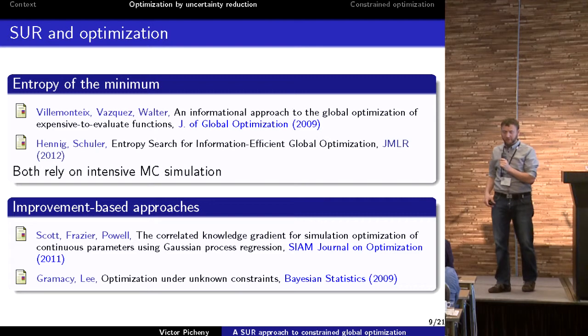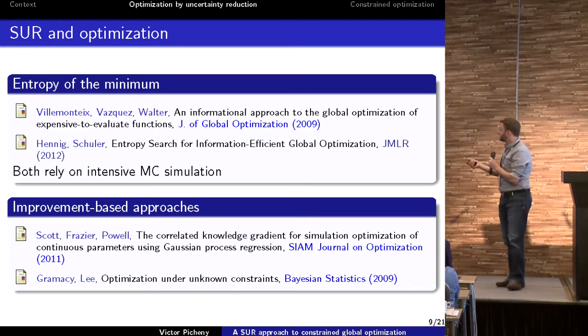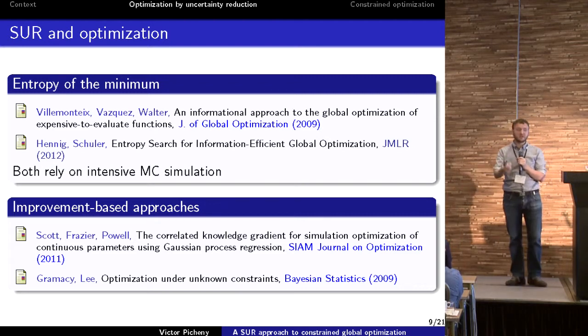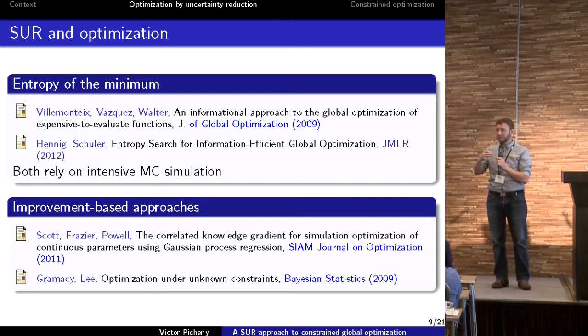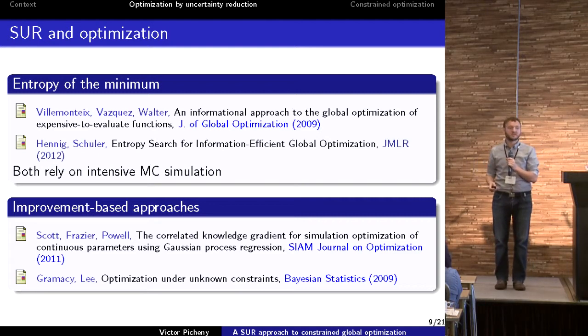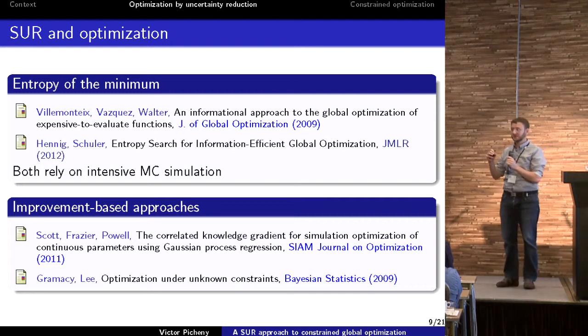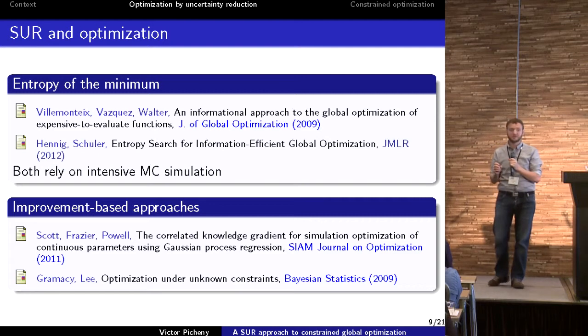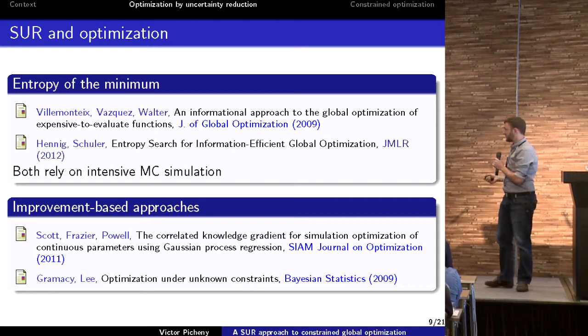You have a couple of previous works in this area. You have people that consider entropy measures. What you do for entropy measures is that you draw many realizations of Gaussian processes over a discrete set, and you look at where the minimum of each realization is. Over a large number of realizations, that gives you a distribution of your minimum, and you can look at the entropy of the distribution. That's the uncertainty about optimization, in the sense that you don't know where the minimum is. The problem is that these approaches are very nice, but they rely on intensive Monte Carlo simulation, so it's quite difficult to use in practice, by experience.